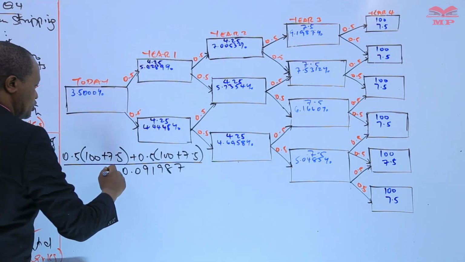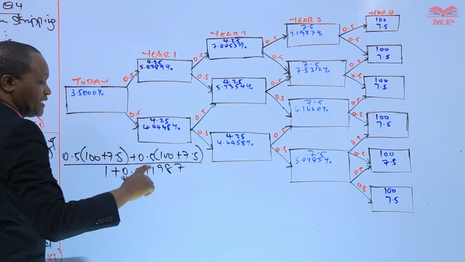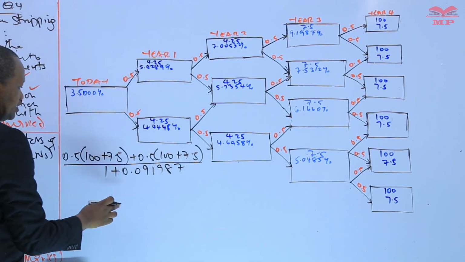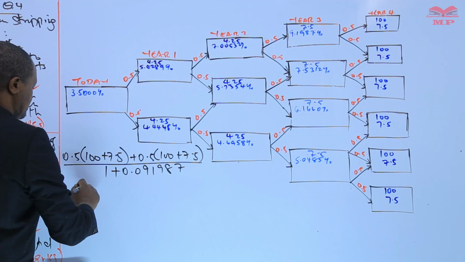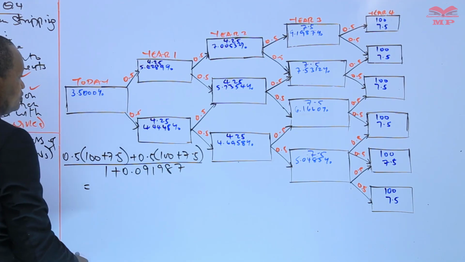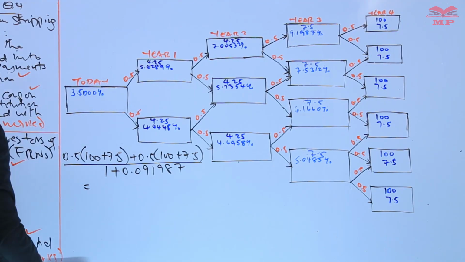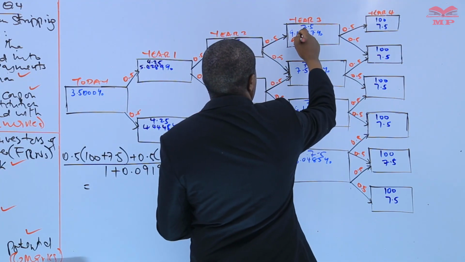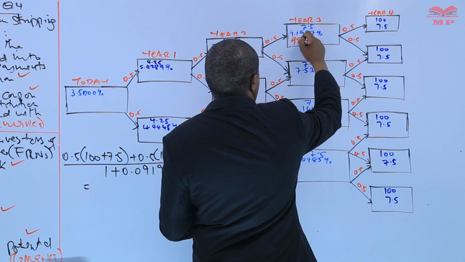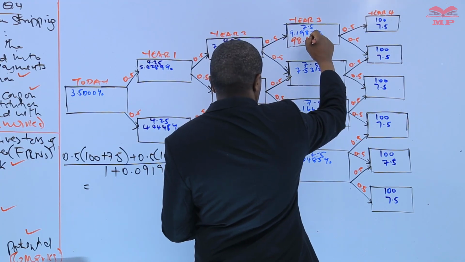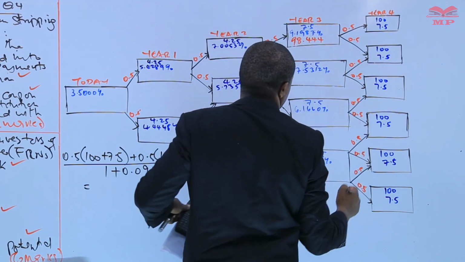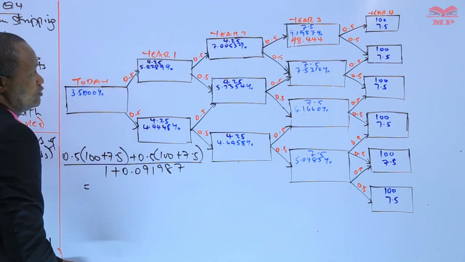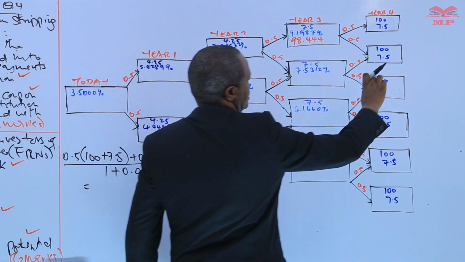But remember, we need to add 1. It should be 1 plus R. This is the R. 1 plus R. So we are going to get that calculation. So the answer at this node is 98.444 shillings. We'll carry out the same operation with these two nodes.